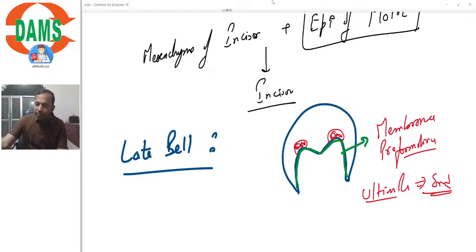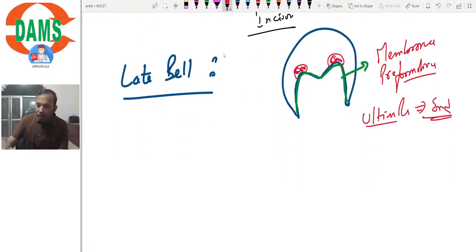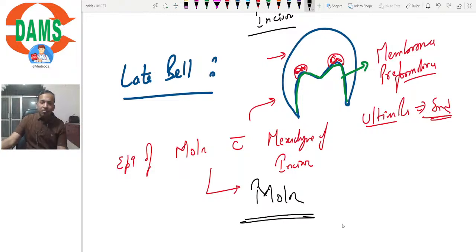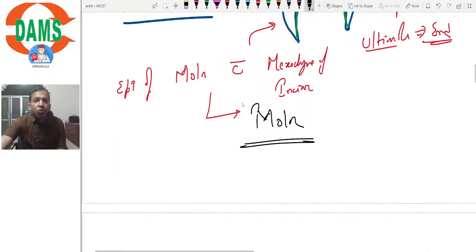So now if you fuse the epithelium, that is the enamel organ, this is the epithelial component, isn't it? So the epithelial component of, let's say, a molar with the mesenchyme of, let's say, an incisor. Now since the membrana preformativa is established, the tooth that will form is a molar, right? Because the epithelial component we have taken from the molar, the membrana preformativa we have taken from the molar. Clear? So this was for the odontogenic potential.